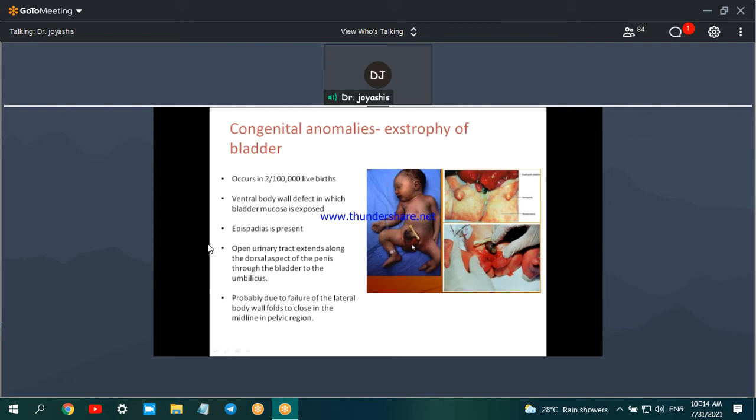This is a ventral body wall defect in which the bladder mucosa is exposed. Epispadias is present. The open urinary tract extends along the dorsal aspect of the penis. Here, on the dorsal aspect of the penis, you can see the epispadias. And so the urinary bladder to the umbilicus, probably due to failure of the lateral body wall folds to close in the midline of the pelvic region. This is the ectopia of the urinary bladder.